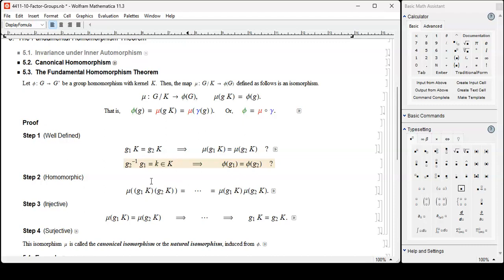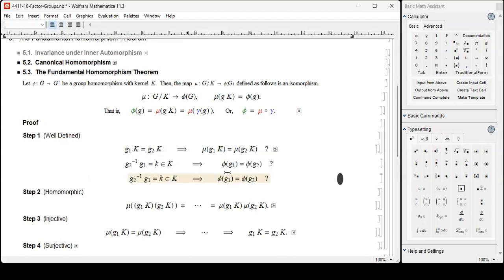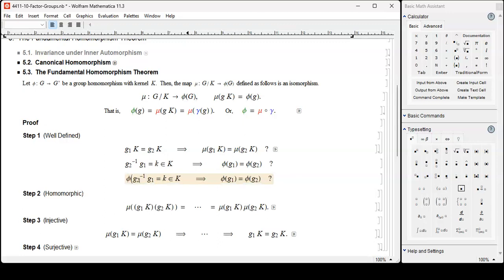So if I apply a certain phi here, then what do you get? What is phi of k? Where k belongs to the kernel, so the function value is the identity. It should be e prime because it's the identity of g prime.